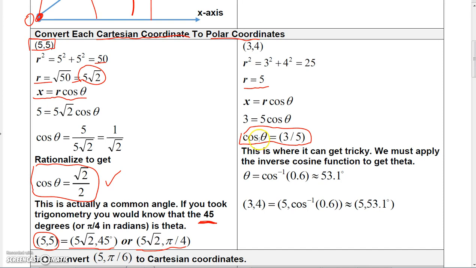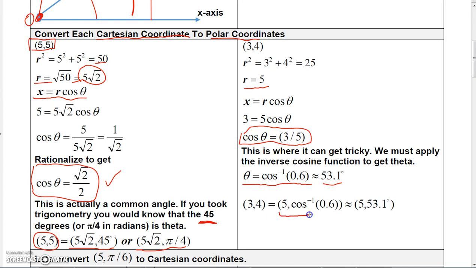What angle gives us a cosine of 3/5? What you can do is use your inverse cosine function on a calculator, and I did it in degrees, so if you do it in radians you get a different value. So theta is the arc cosine of 3/5, and that gave me an approximate angle of 53.1 degrees.